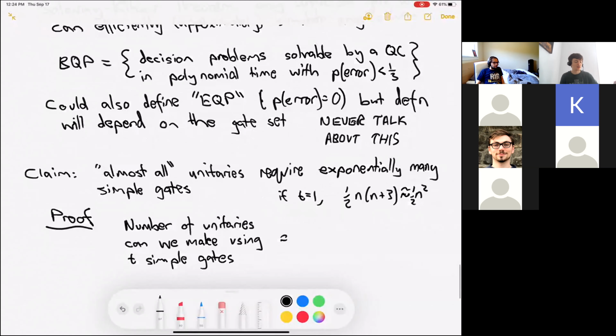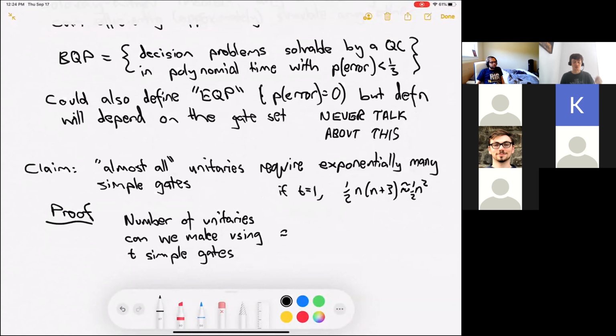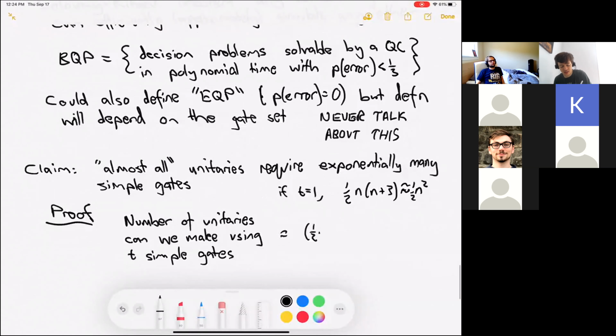Okay, what about if we instead have T simple gates? Well, we can just independently choose which one we apply at each step. So it's just this half n squared to the power T. Okay, so this is just order e to the order T log n.